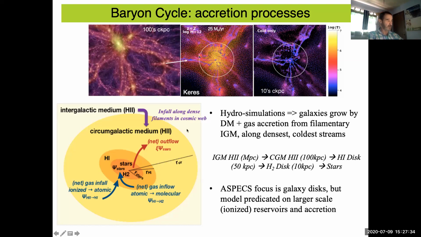This is a cartoon over here on the left: hot gas flowing in from the intergalactic medium into a circumgalactic medium, the dense filaments flowing onto a disk of H1, conversion to H2, and eventually stars. Everything I've talked about has been these inner disks. But implicit in this discussion is this net flow, this net accretion from the intergalactic medium. But we'll see why that is in a minute.